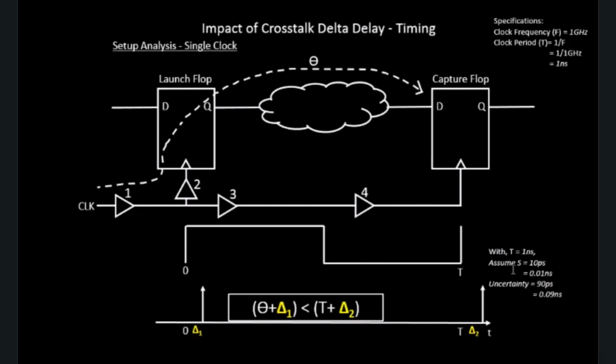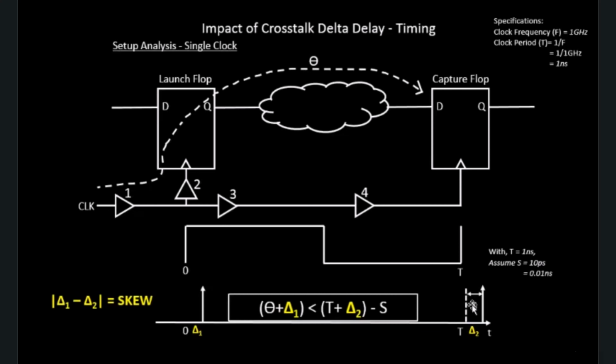So these two parameters, the setup time as 10 picoseconds and the setup uncertainty as 90 picoseconds, have to be accounted for before the clock period. Let's do that. This is your setup time, at the final edge of the clock. You have to subtract that amount of setup time, and there is setup uncertainty. We need to subtract it from the final clock edge arrival. So your equation becomes t plus delta 2, which was already there, minus the setup time, minus the setup uncertainty. This becomes your final defining equation for setup analysis.